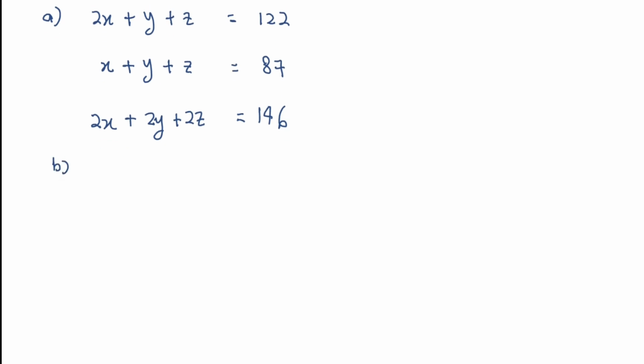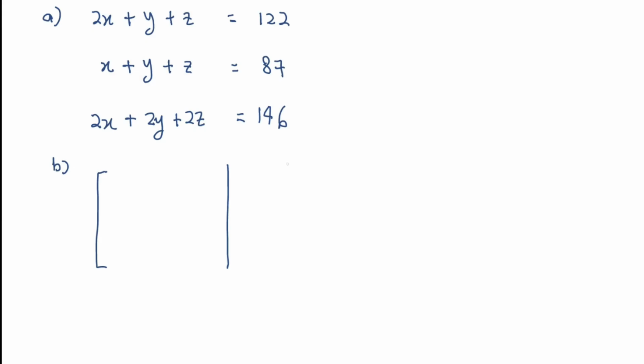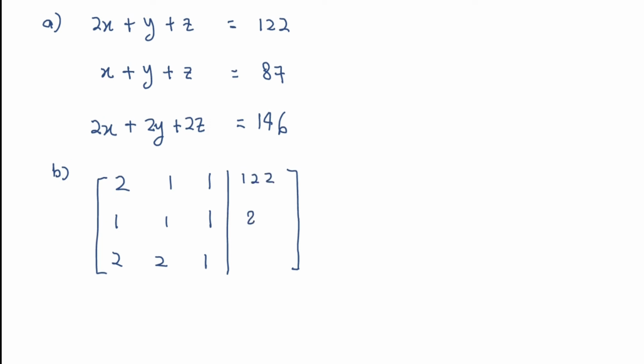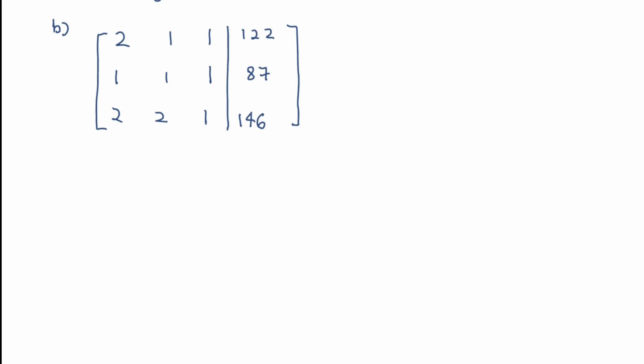So the first step, you form the augmented matrix here: 2 1 1, 1 1 1, and 2 2 1. Here will be 1, 2, 2, 87 and 146. Okay, now we're going to work on the Gauss-Jordan steps.